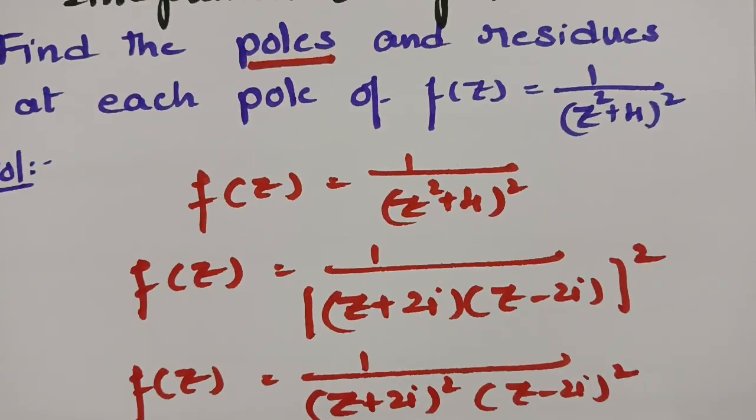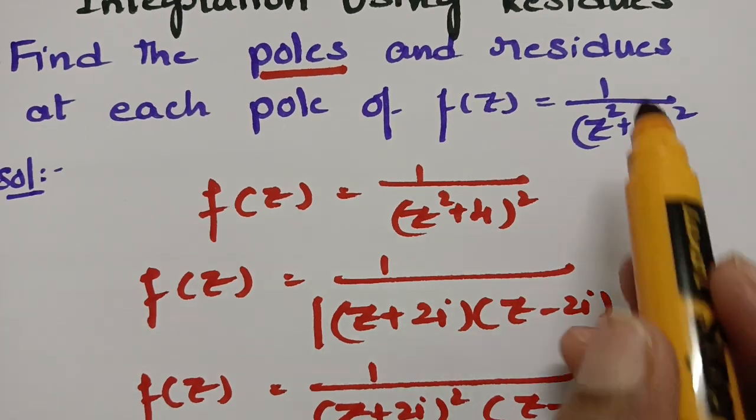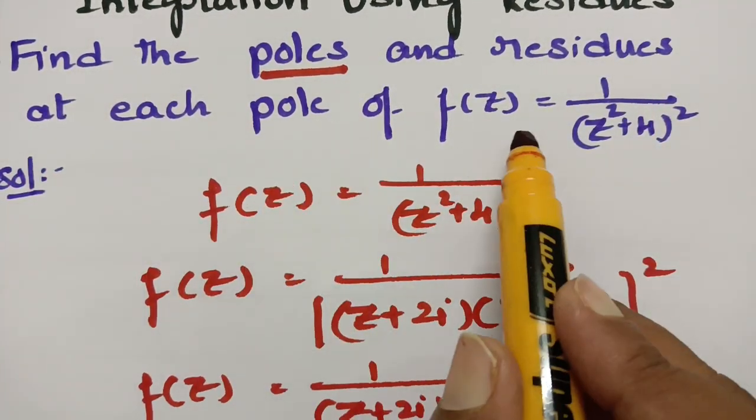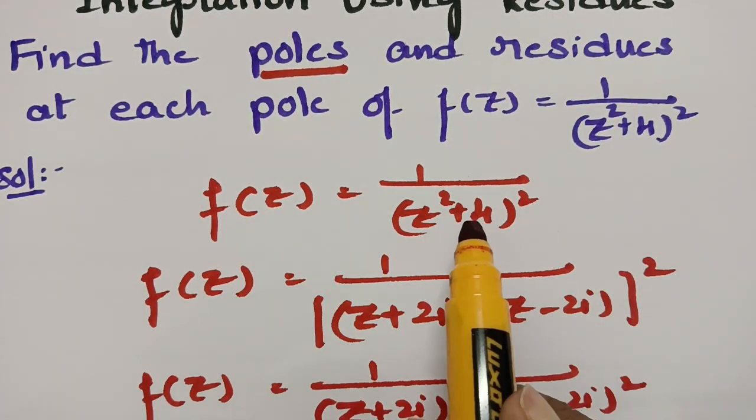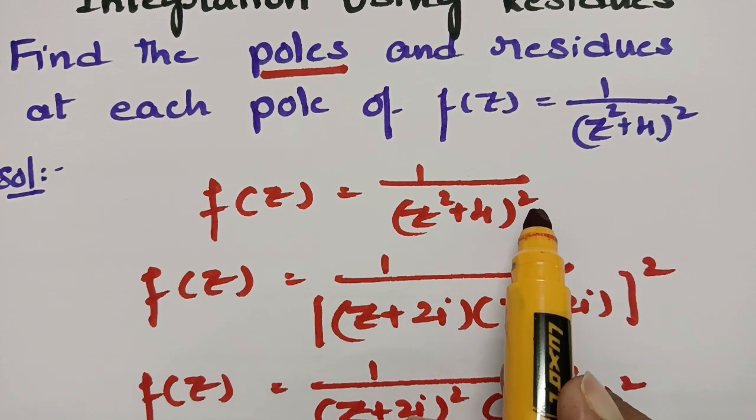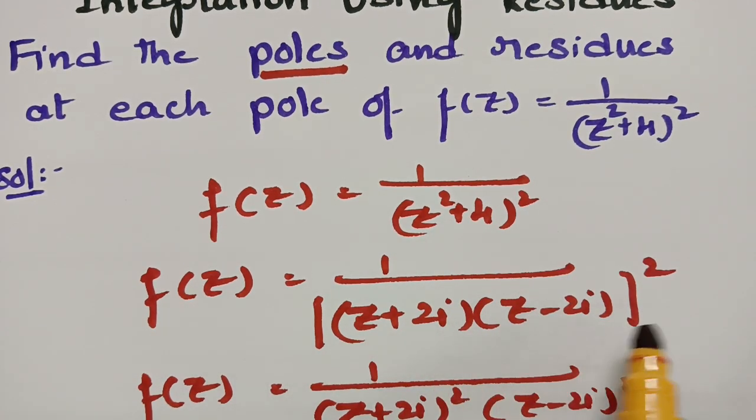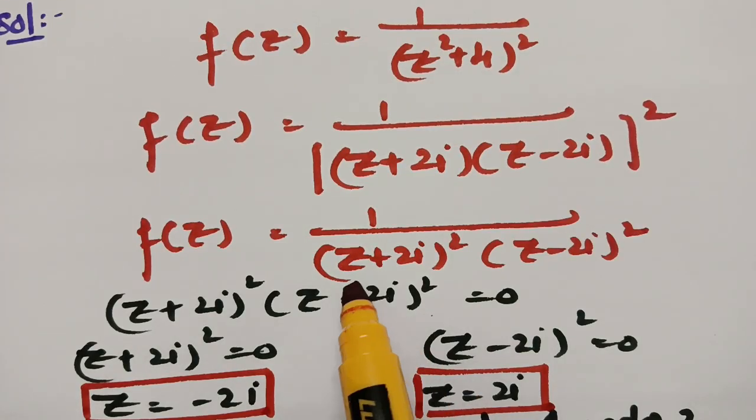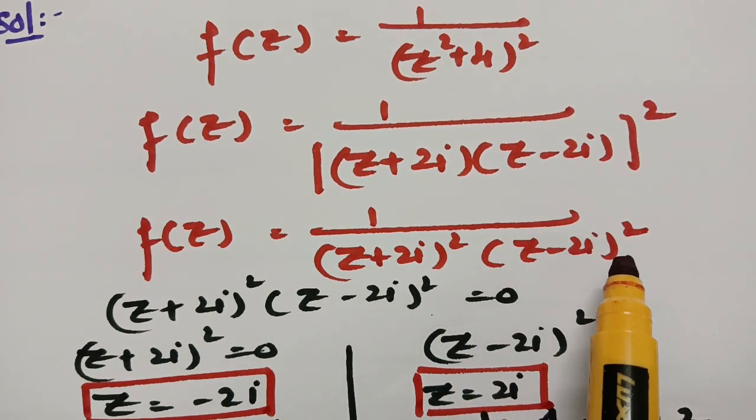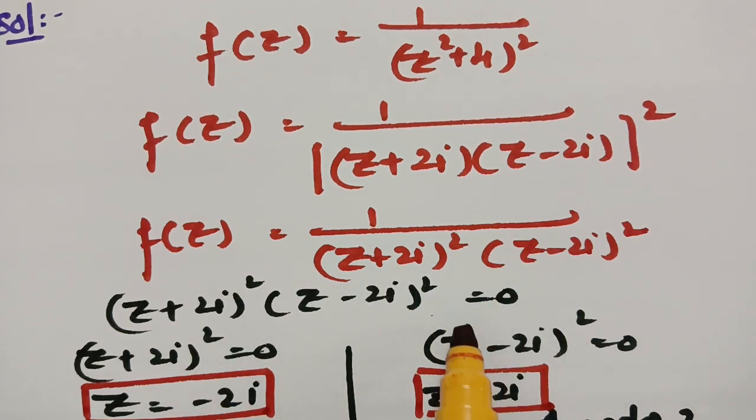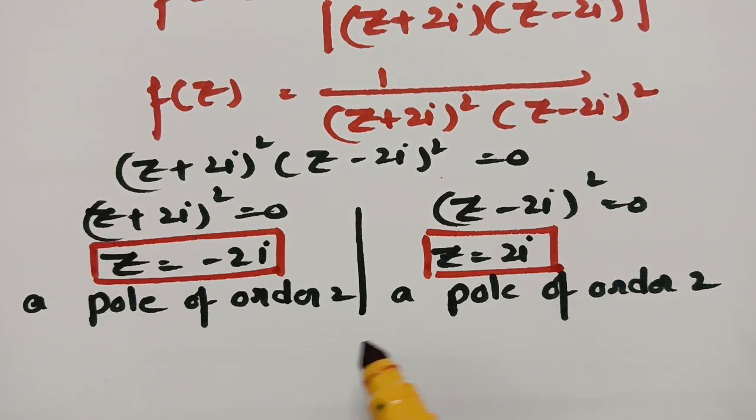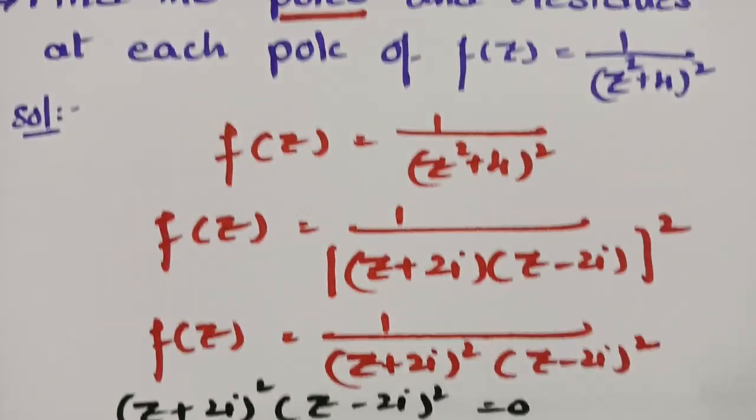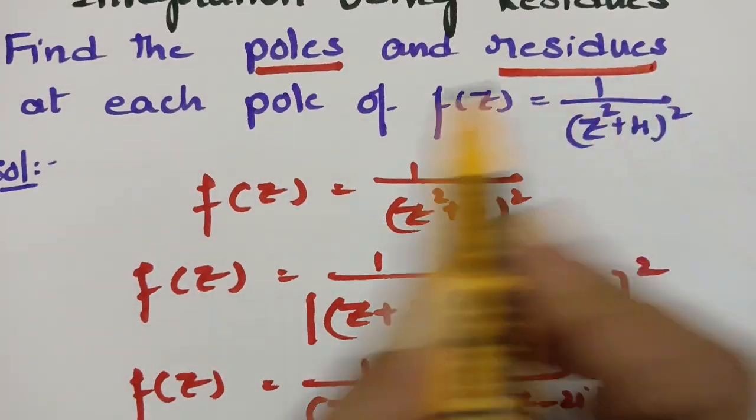So clear? Here we have to find the poles and the residues at each pole of f of z is equal to 1 by (z square plus 4) whole square. First of all, the function is 1 by (z square plus 4) whole square. This can be written as (z plus 2i) square into (z minus 2i) square. For finding the poles, we equate the denominator to 0, and after equating, we got the pole values as plus 2i and minus 2i, which are of order 2. And now we have to find the residues at each pole.